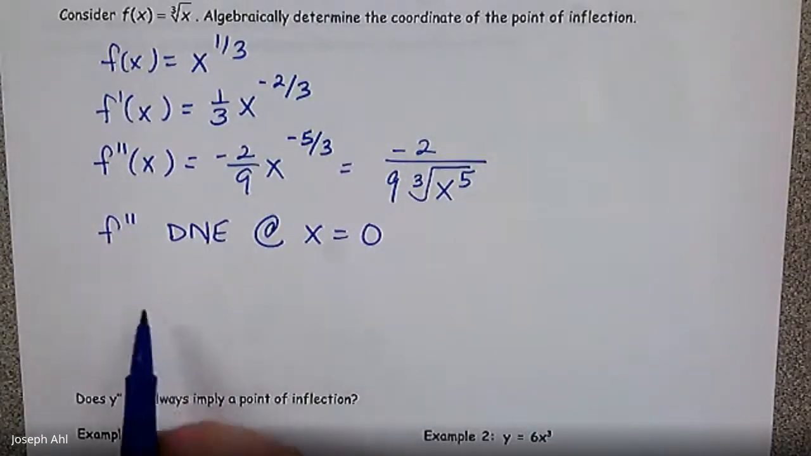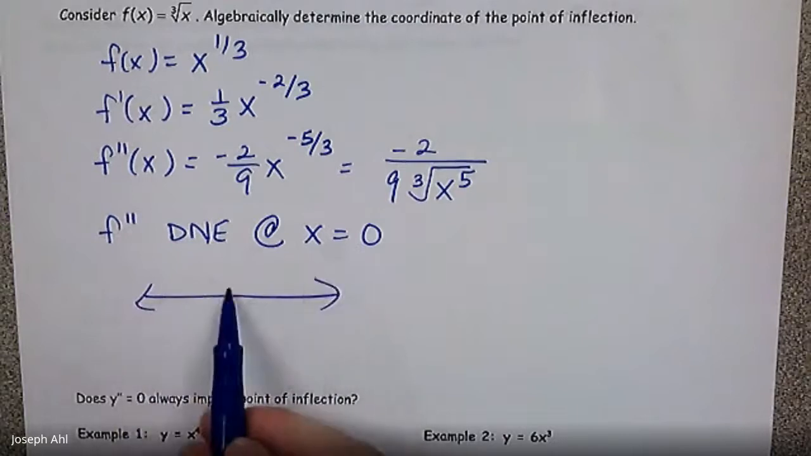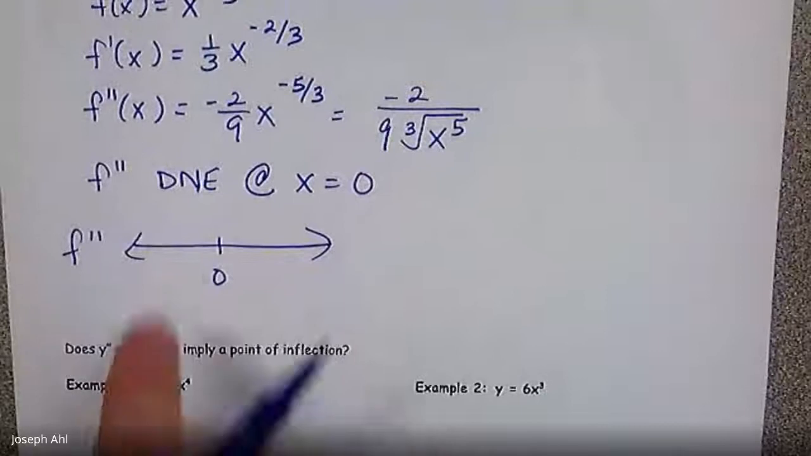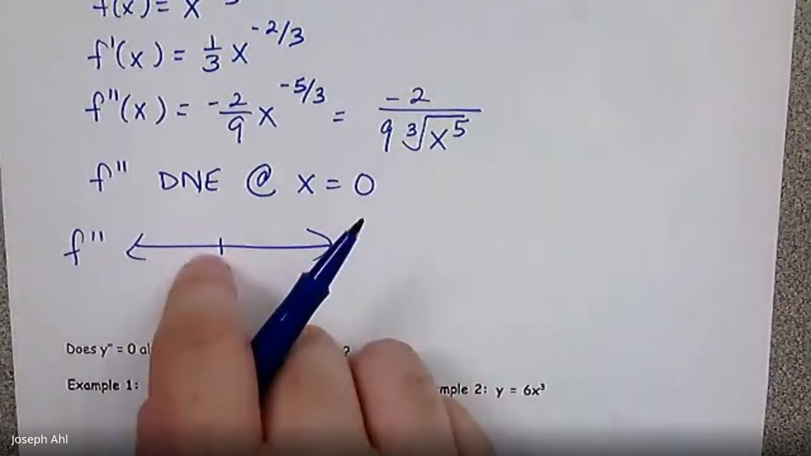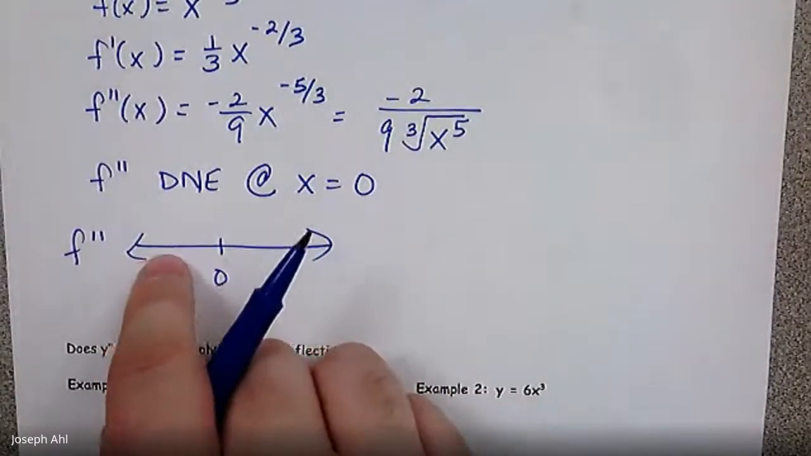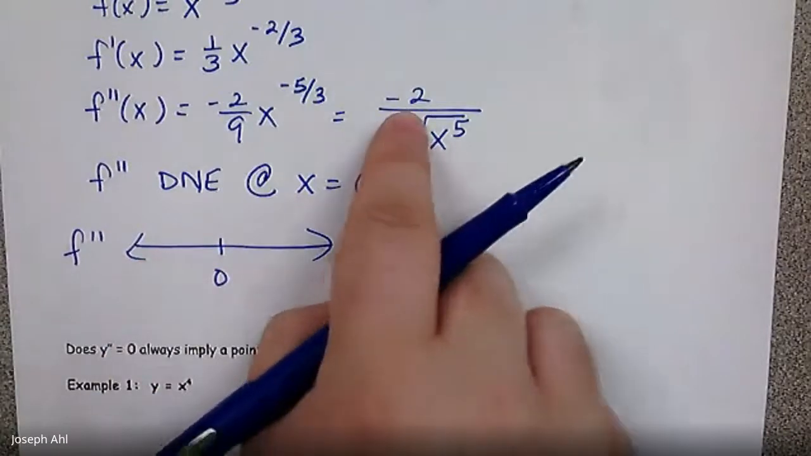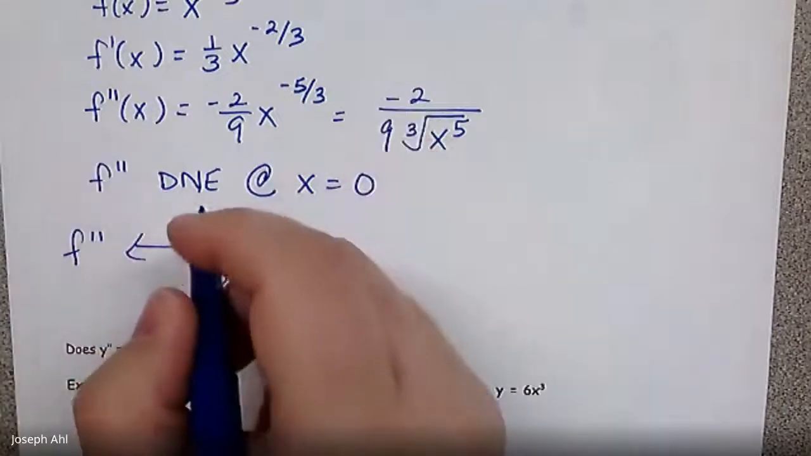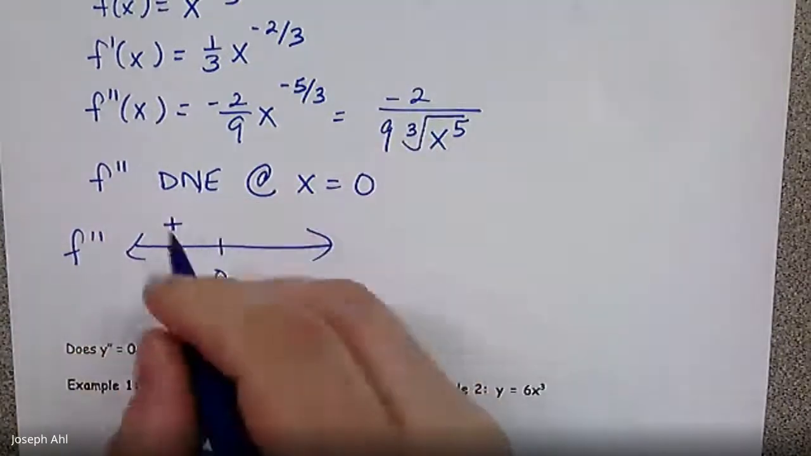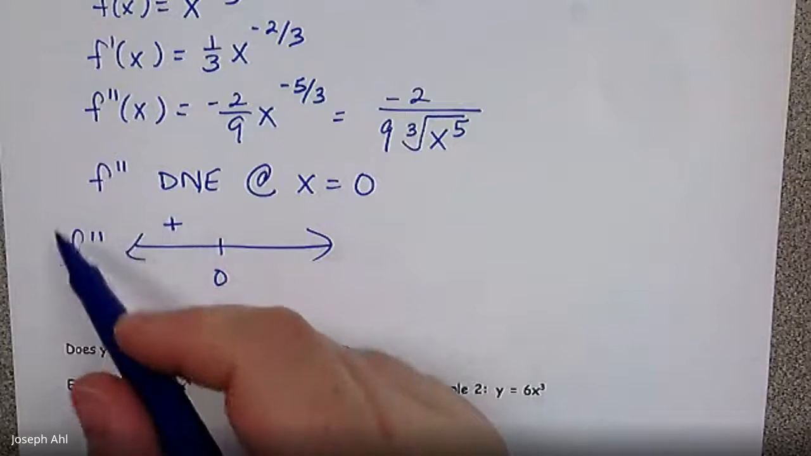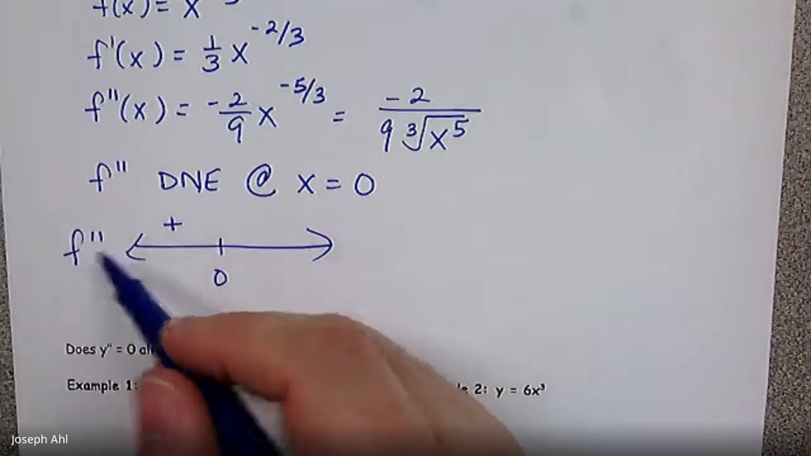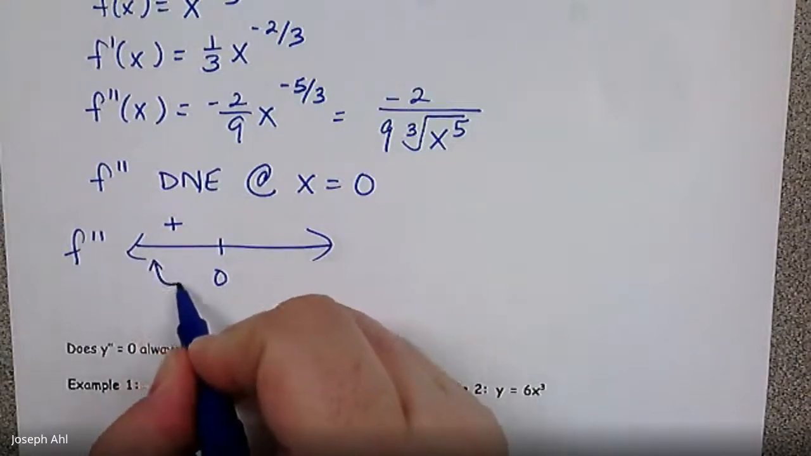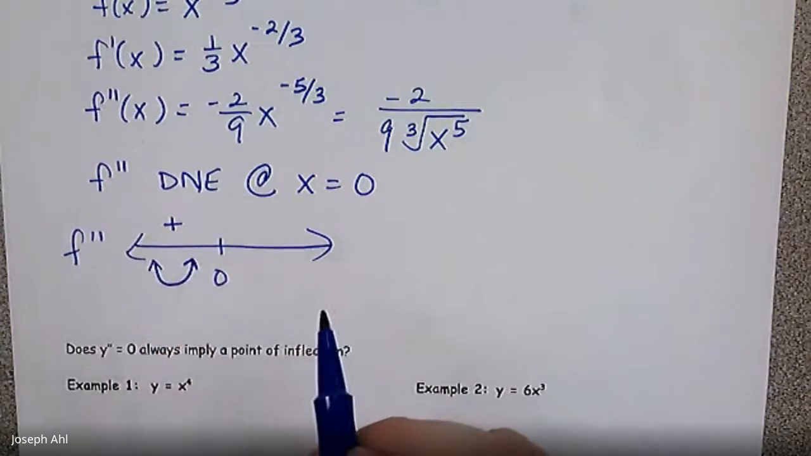So if we go ahead and put that on an f double prime number line, we're going to test some values and see what makes this positive, what makes it negative. So if I test something like negative 1, the cube root of negative 1 to the 5th is a negative number, and a negative divided by a negative altogether here is positive. So what does that tell me as far as an f double prime number line goes? This is not about the original function increasing or decreasing anymore. It tells you that the original is concave up.